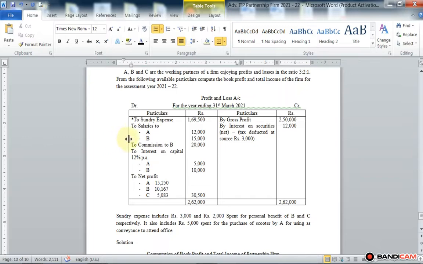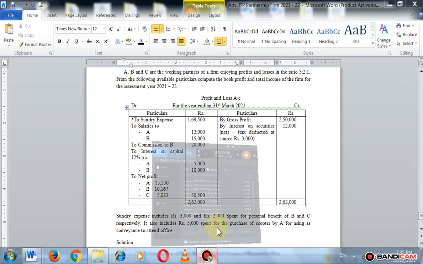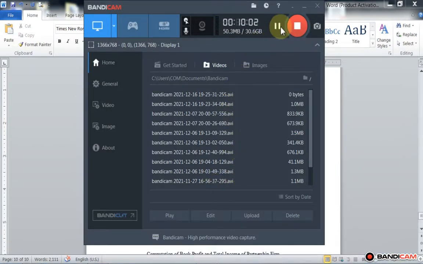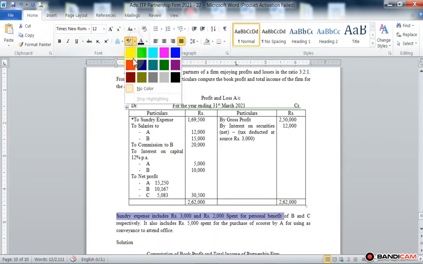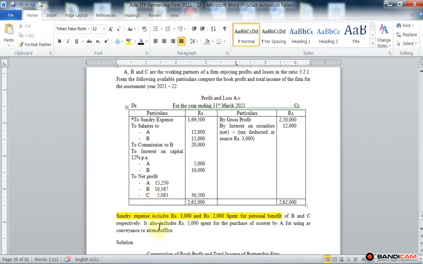Here we make a star in front of sundry expenses. It means additional information is given on sundry expenses. Sundry expenses include 3000, 2000 spent for personal benefit of B and C. Okay, so it is disallowed.